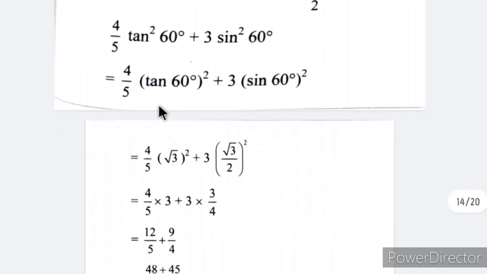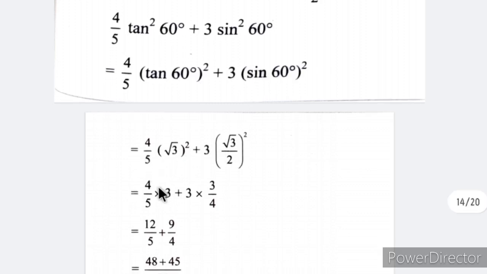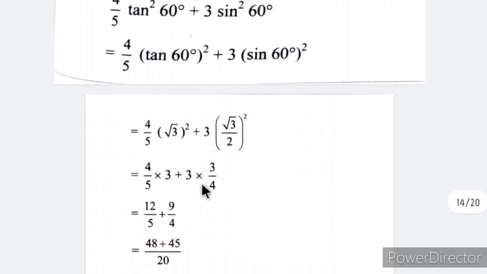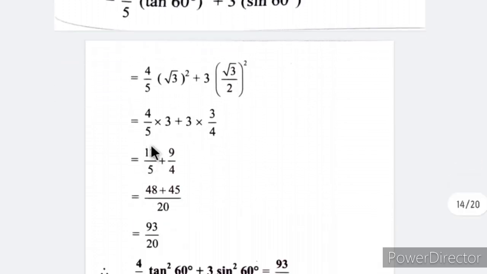Now we will replace the values. Tan 60 is root 3 the whole square, and sin 60 is root 3 upon 2, the whole square. So 4 upon 5 into root 3 square is 3, plus 3 into root 3 square is 3, and 2 square is 4, so 3 upon 4. Now 4 into 3 is 12 upon 5, and 3 into 3 is 9 upon 4. So 12 upon 5 plus 9 upon 4.